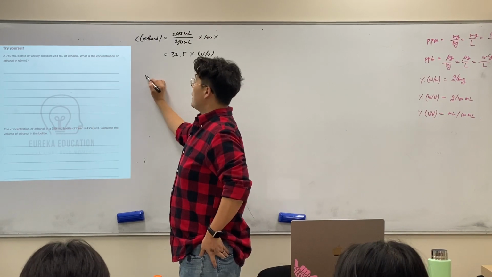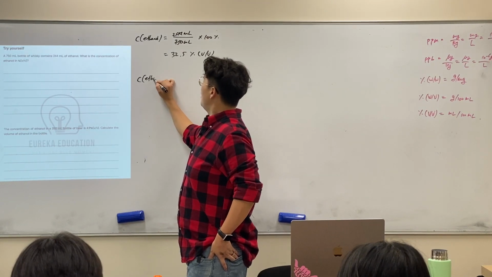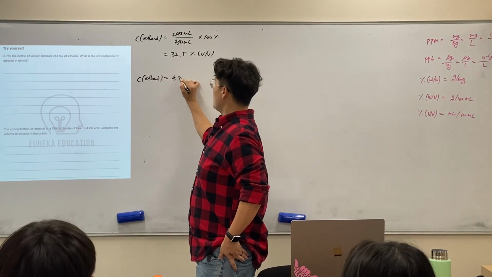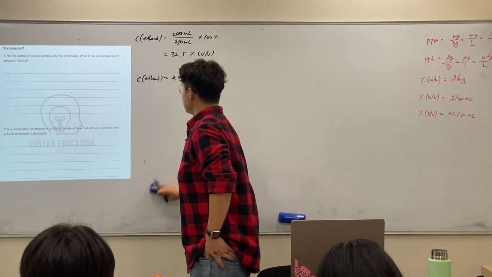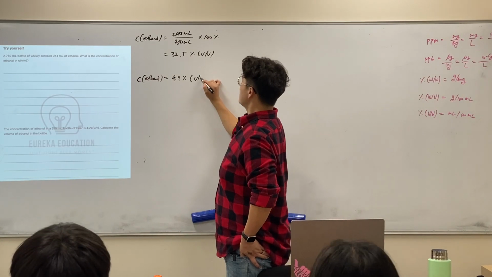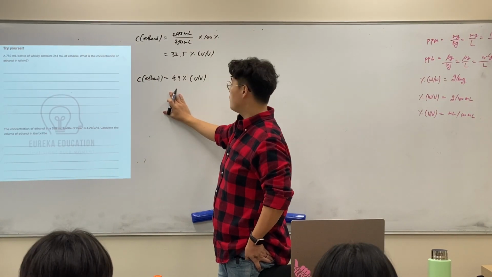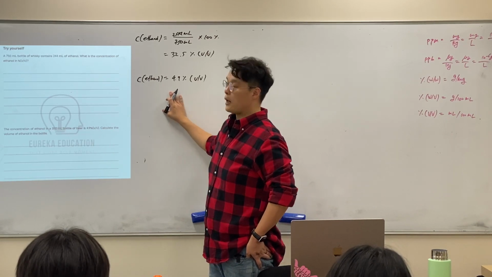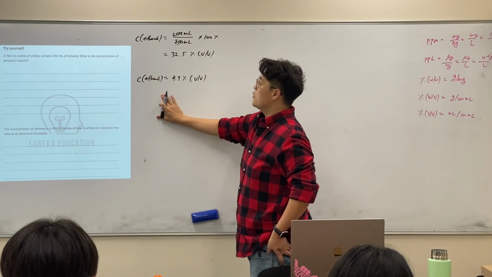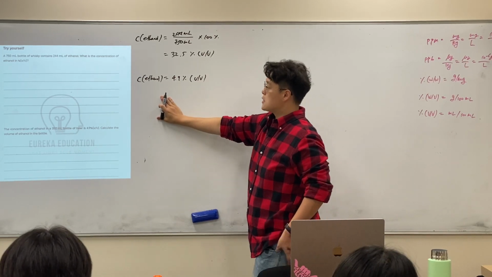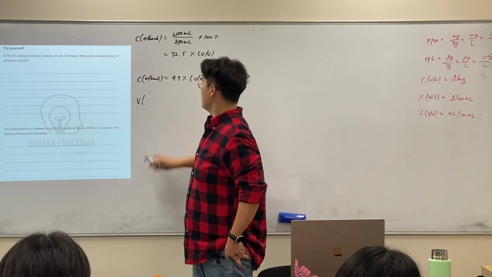So what we can do is, given that the concentration of the ethanol is 4.9% volume per volume, which means what? That per 100 mL of beer, 4.9 milliliters of the ethanol will be present. So what we do is bring up the volume of the beer.